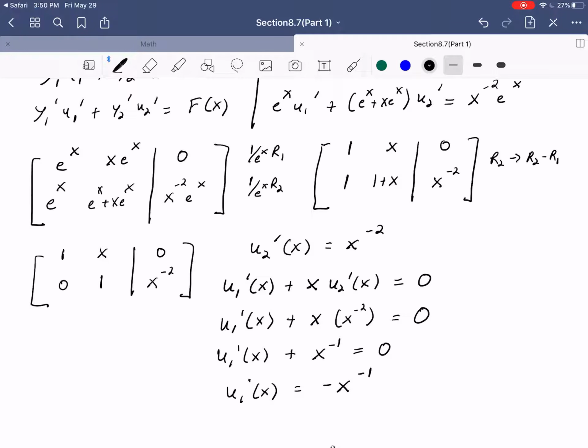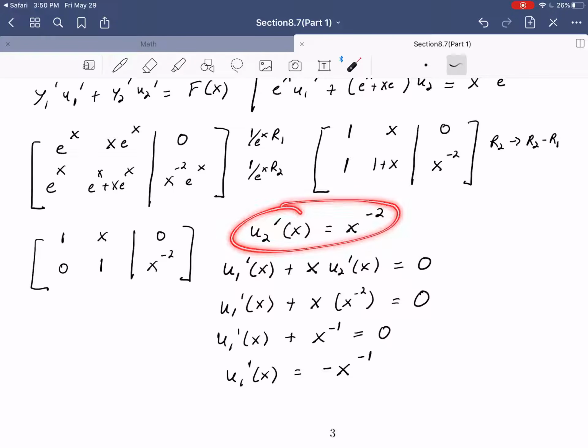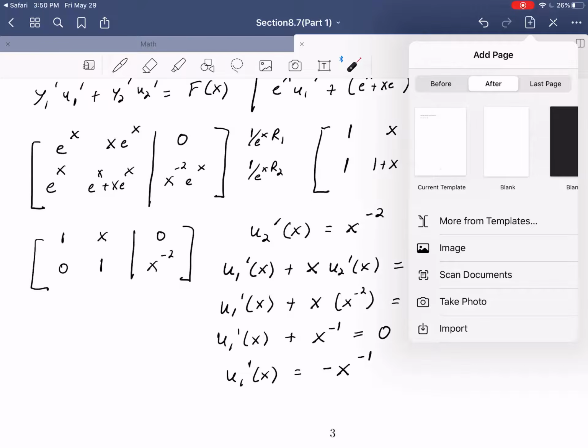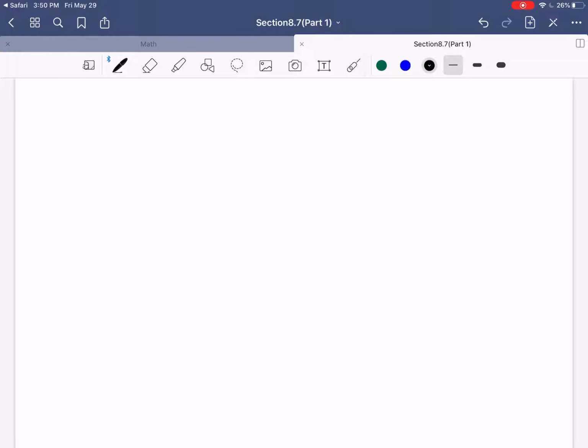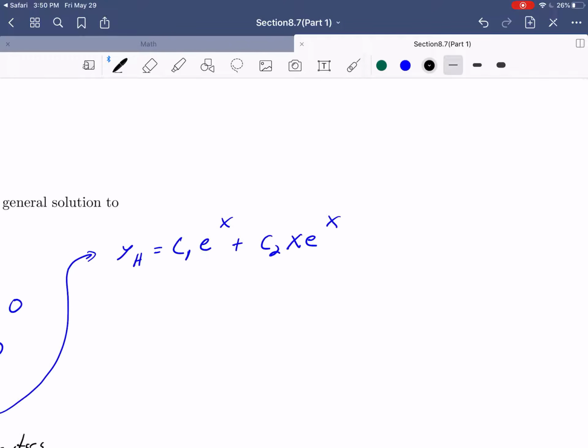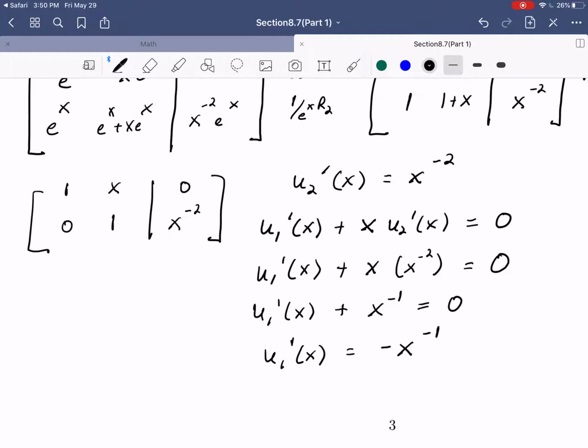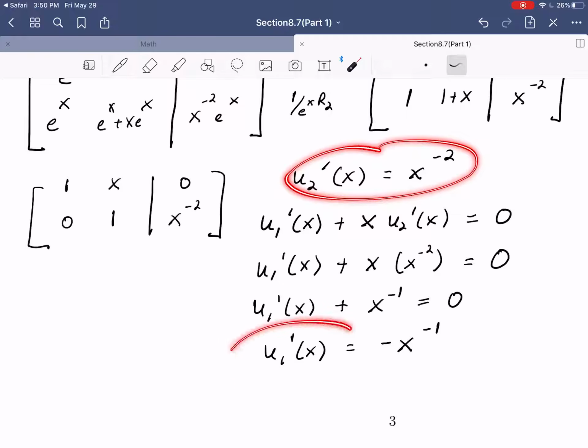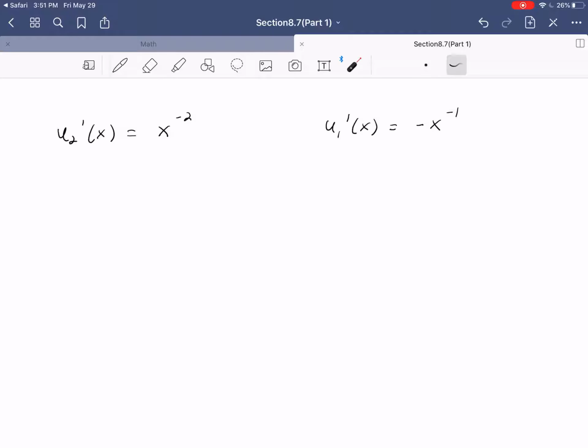Okay, now, is that our u1 and u2? Unfortunately not. That's our u2 prime and our u1 prime. Now we need to go ahead and integrate. So let's move on to the next page to do that. So we just figured out that u2 prime is supposed to be x to the minus 2, and u1 prime is supposed to be minus x to the minus 1. I believe that's what we found here. Yep, there we go. Yep, this guy here and this guy here. Now we're ready to go ahead and integrate.